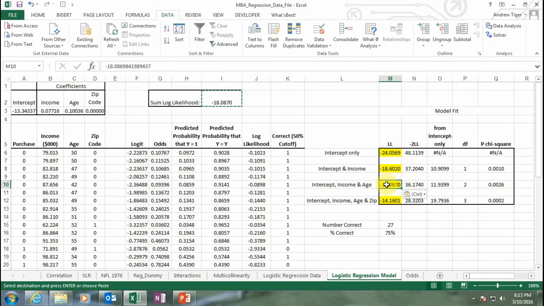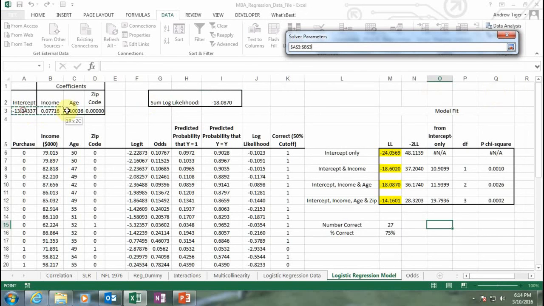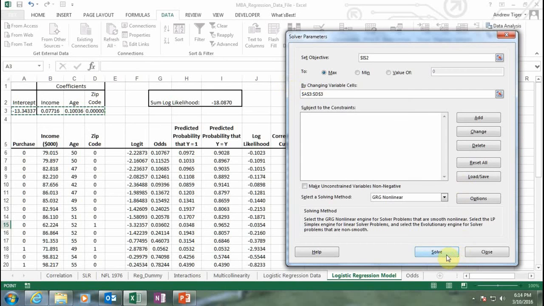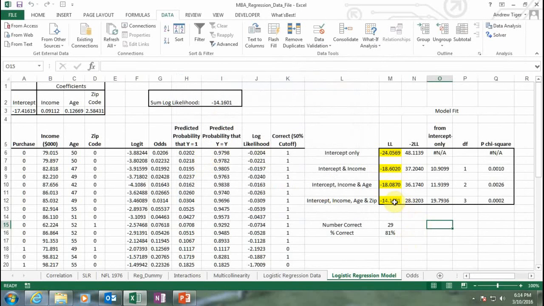Well, I'm going to add the last one, the location. So this is the final step. I'm going to let it change all 4 of those, again, to maximize my likelihood. And now I jumped a huge step. I went from minus 18 to minus 14, so a jump of 4. And this is the best I've done, where my percent correct is 81%.